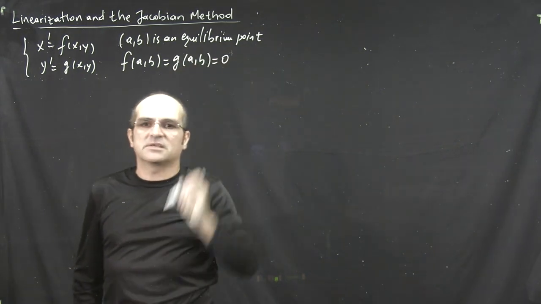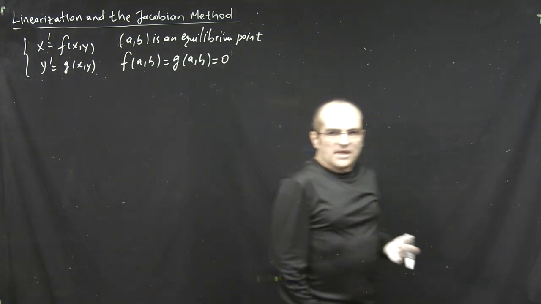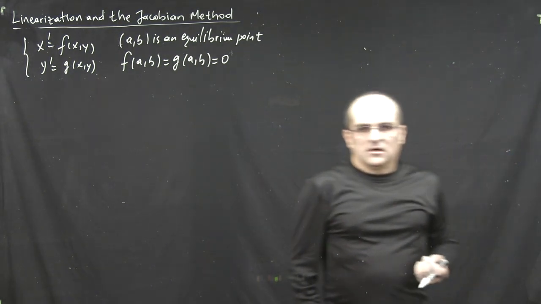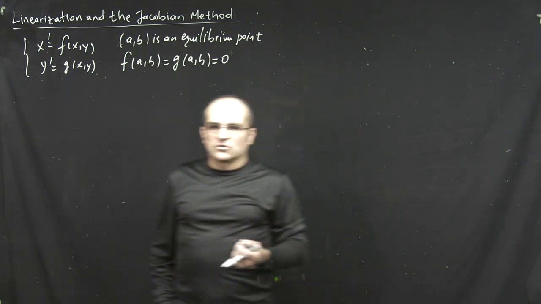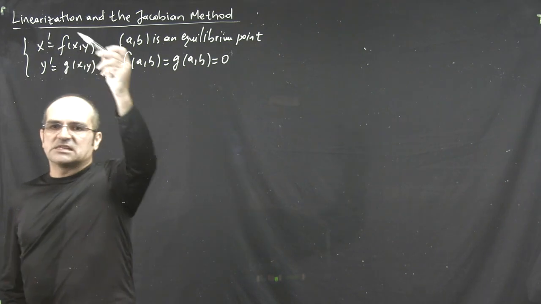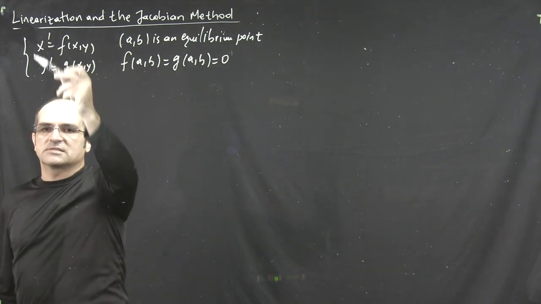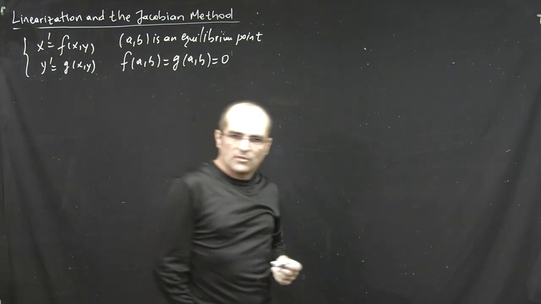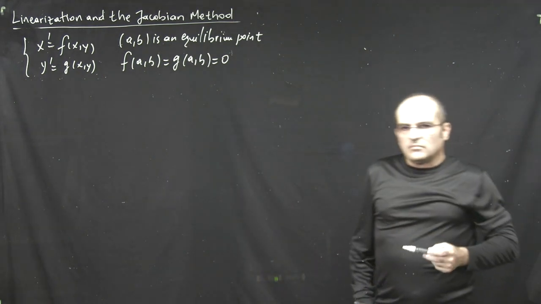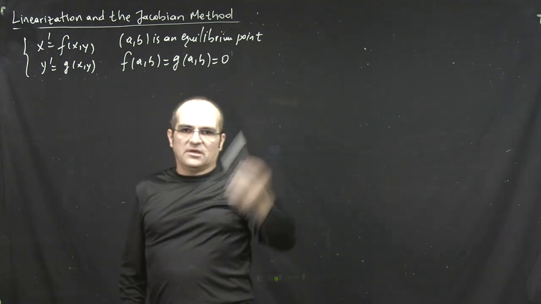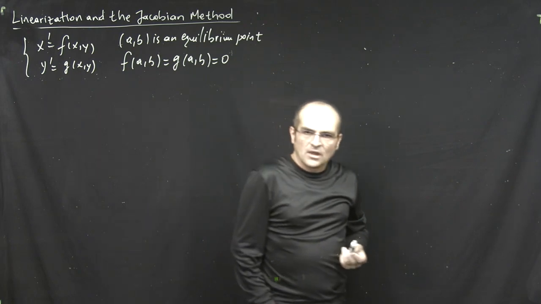So again, if that doesn't make sense, just pause for a moment and make the connection. (a, b), an equilibrium point, is a constant solution, so that means it will satisfy the whole system, and because it's a constant, x prime and y prime are equal to 0. So therefore it will satisfy f of (a, b) = 0, g of (a, b) = 0.